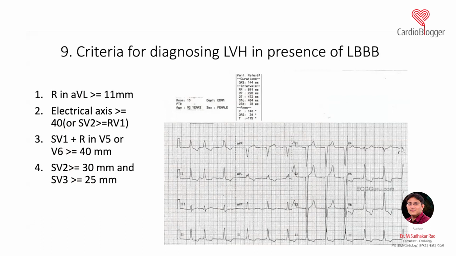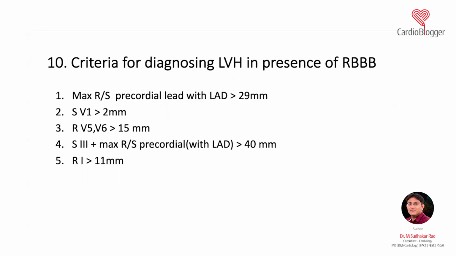Or S in lead V1 and R in V5 or V6 is more than 40 millimeter, then it is suggestive of LVH in presence of LBBB. Or S in lead V2, if it is more than 30 millimeter, or S in lead V3 is more than 25 millimeter, then it is suggestive of LVH in presence of LBBB. Similarly, can you diagnose LVH in presence of RBBB? So these are a few of the points.